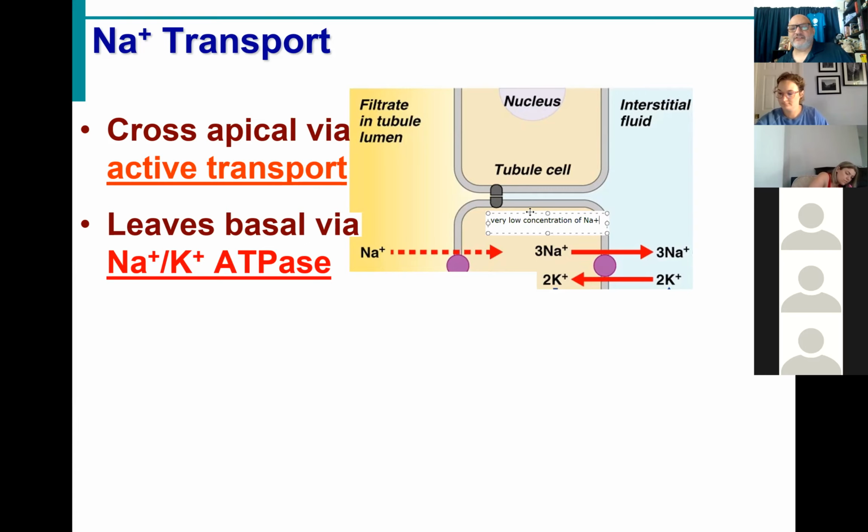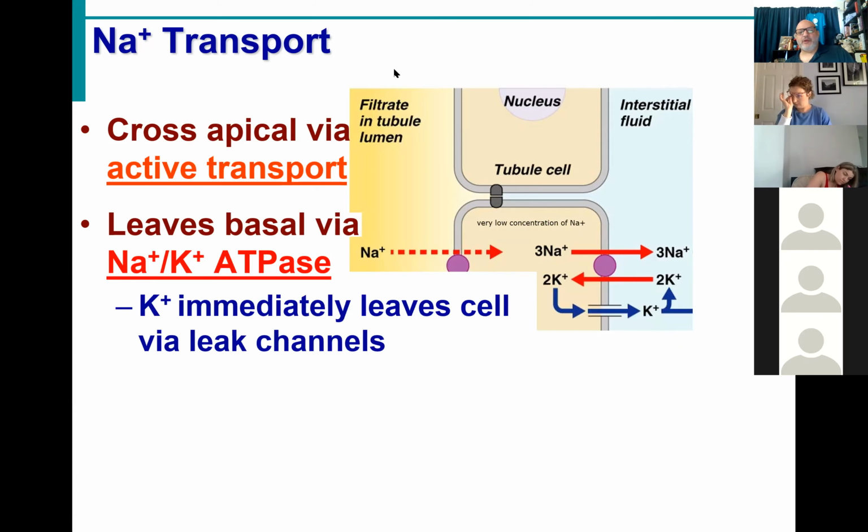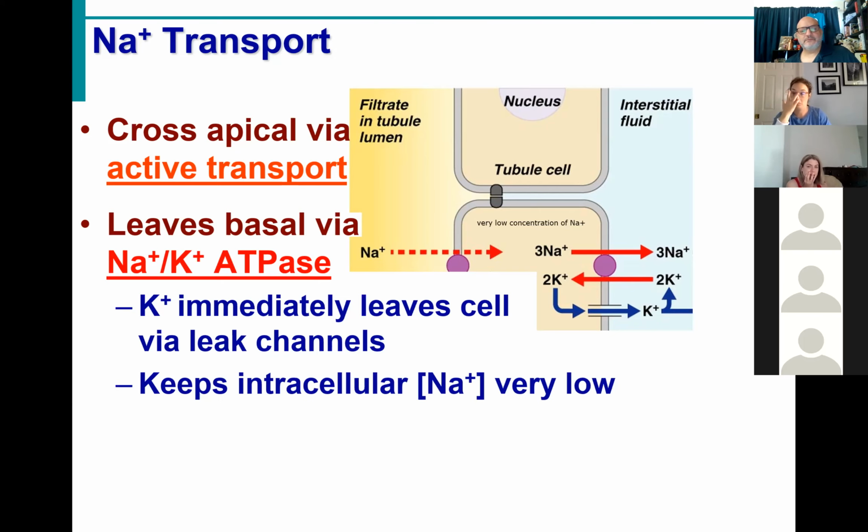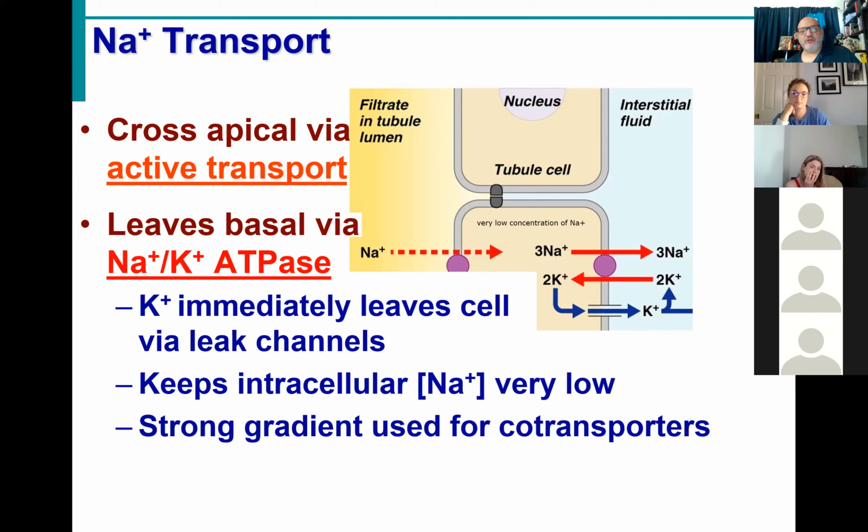Of course, as we mentioned, this ATPase also brings a lot of potassium in. And so that could end up upsetting the balance of potassium inside and outside the cell. But remember, we have those leak channels that let the potassium go right back out again. So our potassium levels stay normal, even though our sodium levels get very, very low. So again, it keeps that very low intracellular concentration, which produces a strong gradient we can use for our co-transporters.